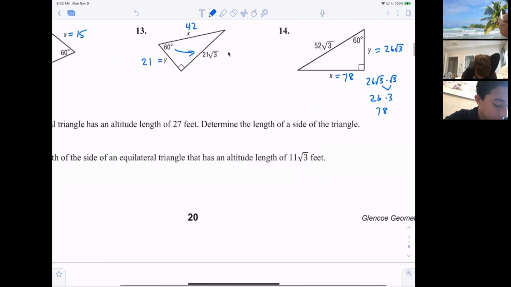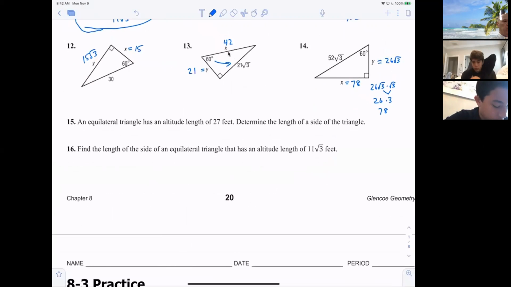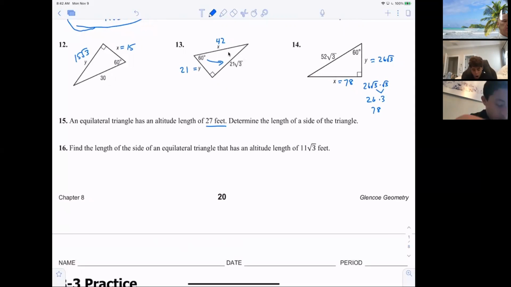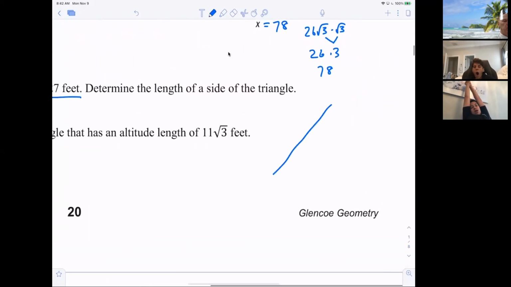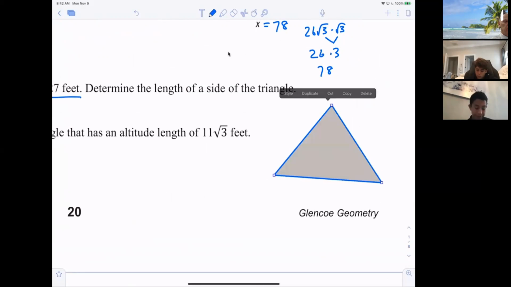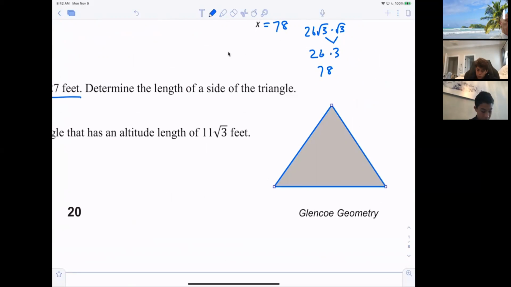Okay, here we go. The altitude of an equilateral triangle is 27. All right. If the altitude is 27, here's my triangle. Now it's equilateral, so draw it out so you don't get mistaken. That's 27. This is 30. This is 60.